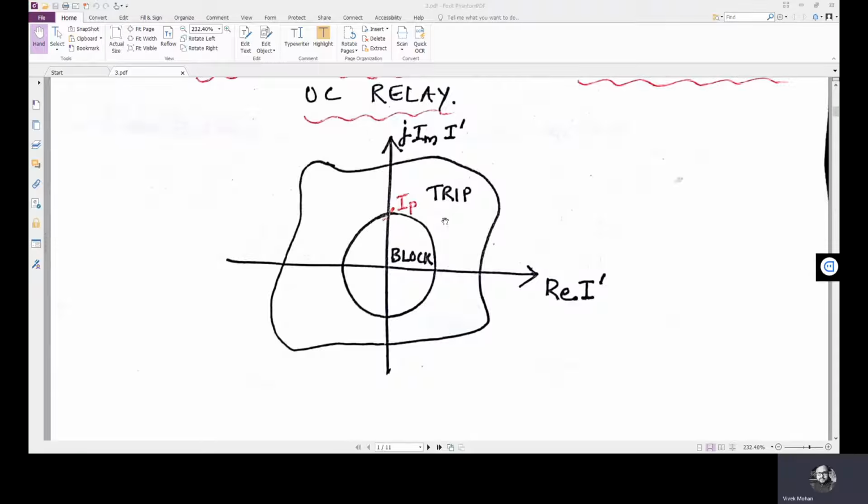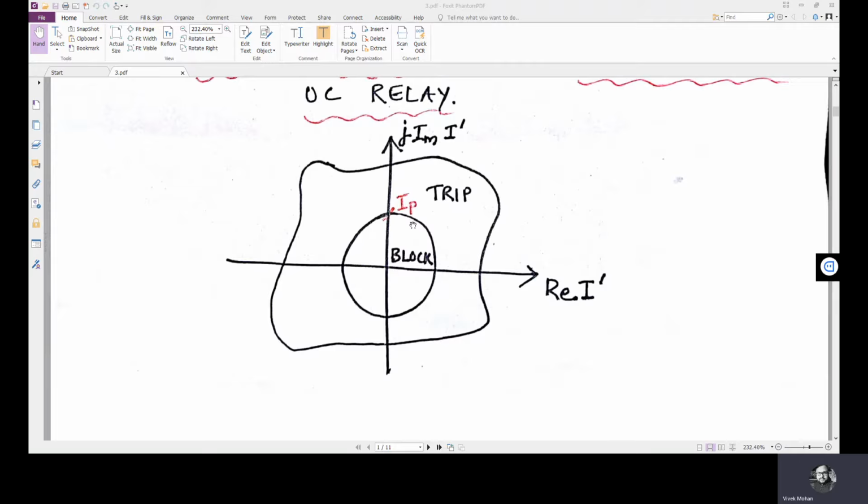Now what if the current magnitude I dash exceeds a specified adjustable current magnitude IP, called the pickup current? Then the relay contacts close instantaneously to energize the circuit breaker trip coil. And if I dash is less than the pickup current IP, then the relay contacts remain open, or they may block the trip coil. That is what is shown by these regions. This is the trip region and this is the block region.